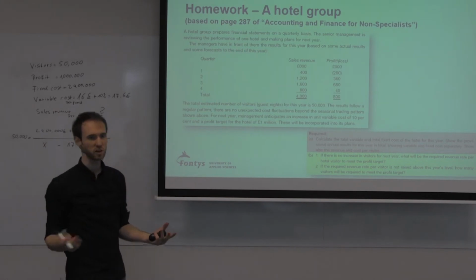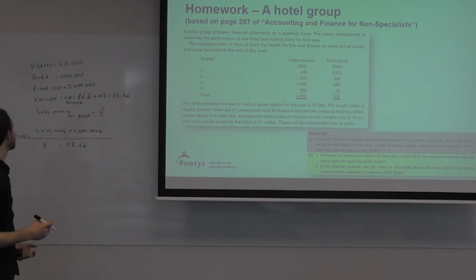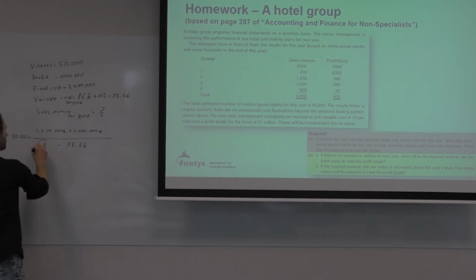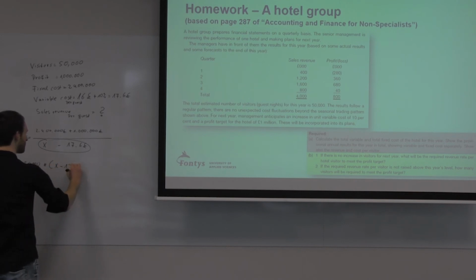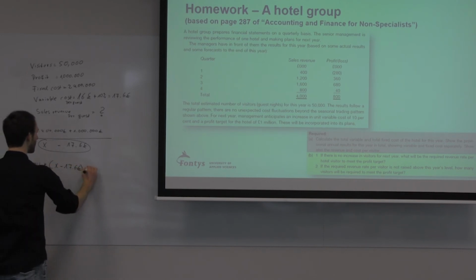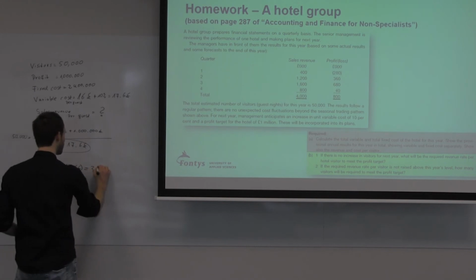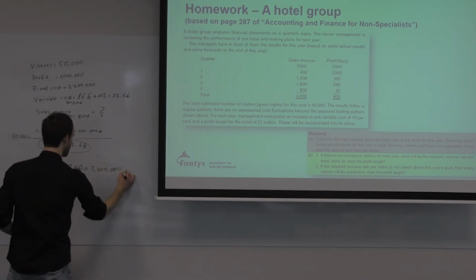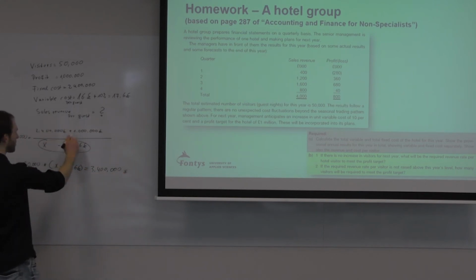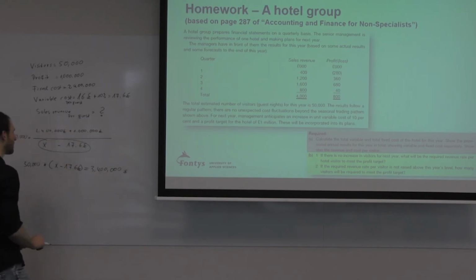And now we have to restructure it in a way that this X is standing alone. And so what we can do is simply multiply with the whole denominator, multiply with this part here. So then we have 50,000 multiplied with X minus 17.6 pounds. And this is equal to 3.4 million, because we put it together. So then this is the amount of fixed cost plus the profit gives us 3.4 million.